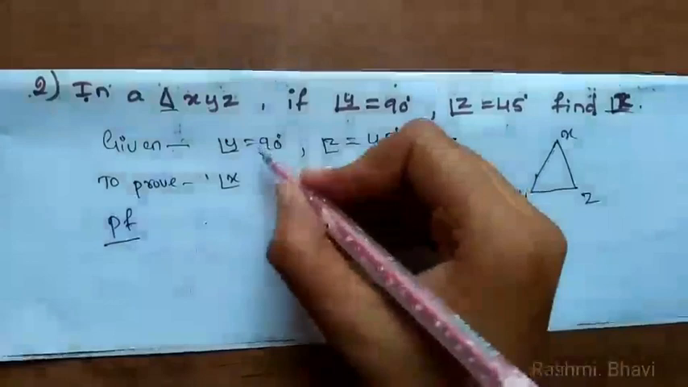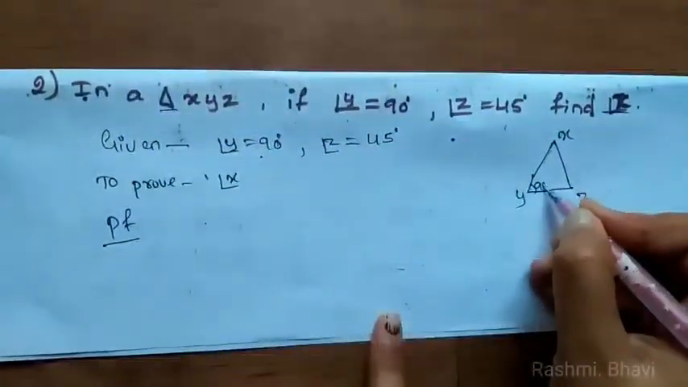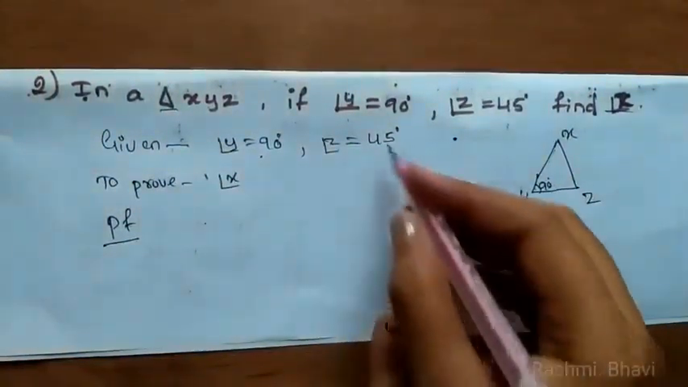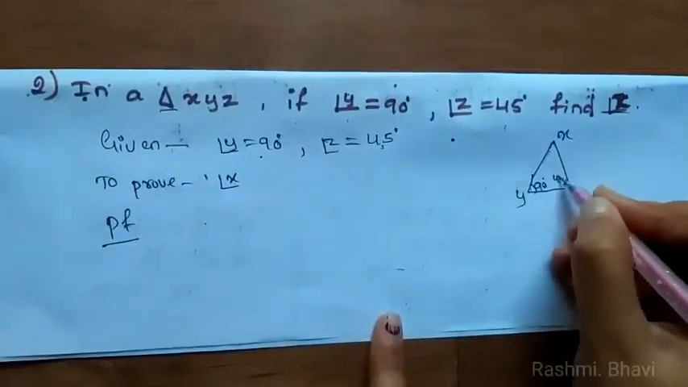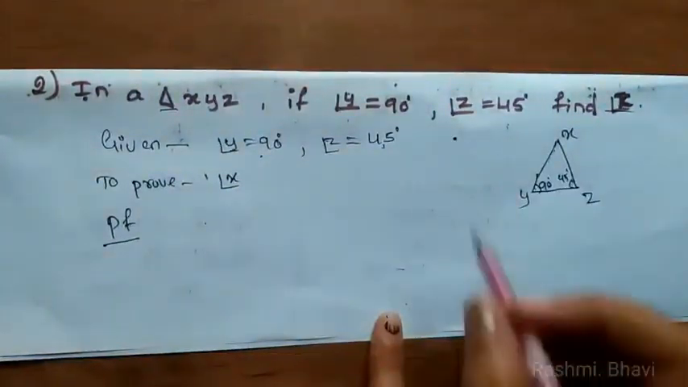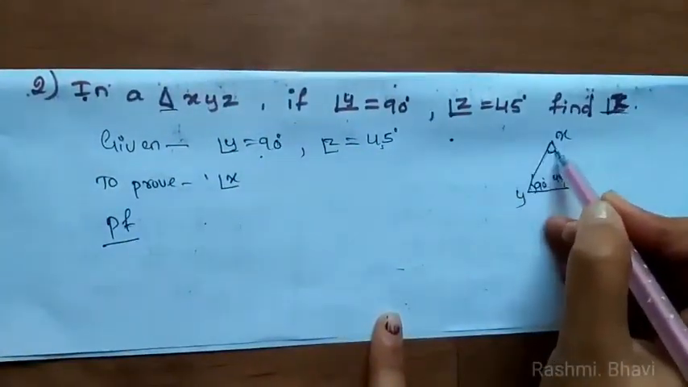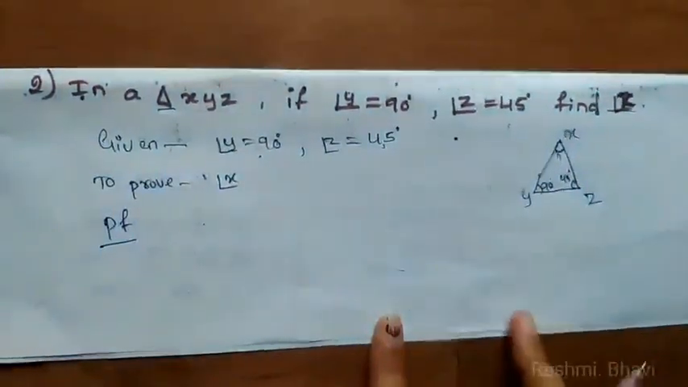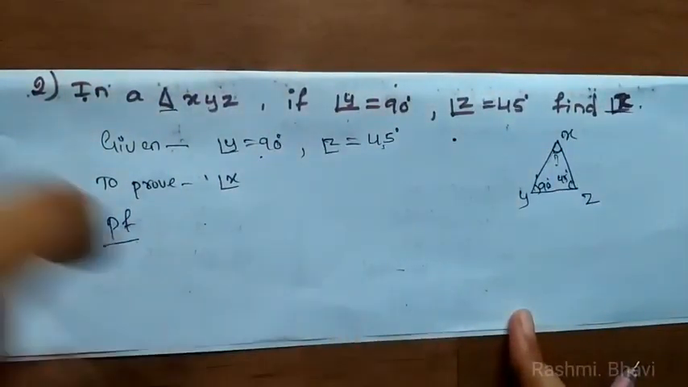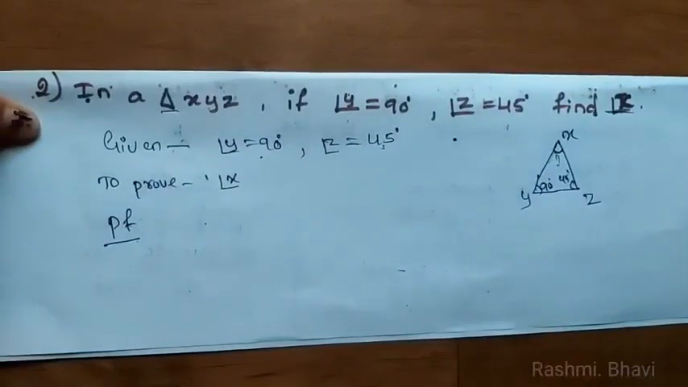Here, what is the value for Y? It's 90 degrees. And Z is 45 degrees. What do we have to find? Angle X. We have to find the angle X. So, our property: the sum of the interior angles of a triangle is 180 degrees.